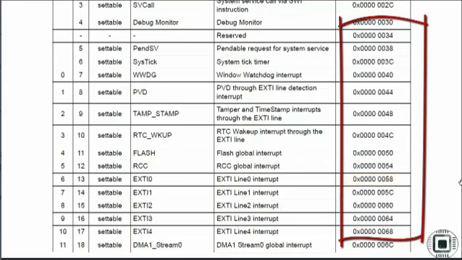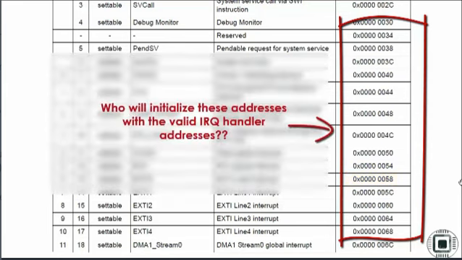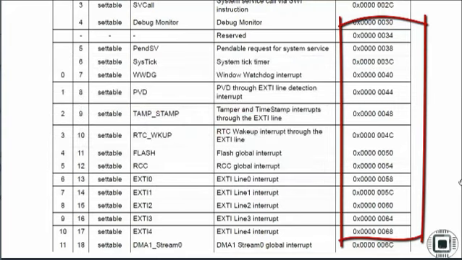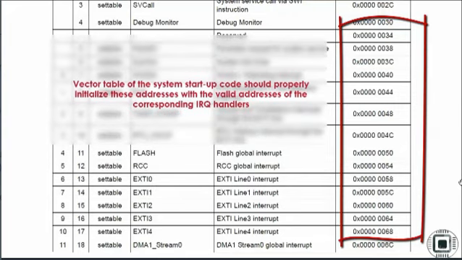So who will initialize these addresses with the valid IRQ handler addresses? The answer is that this is usually done by the vector table of the system startup code, which is our next topic of discussion.